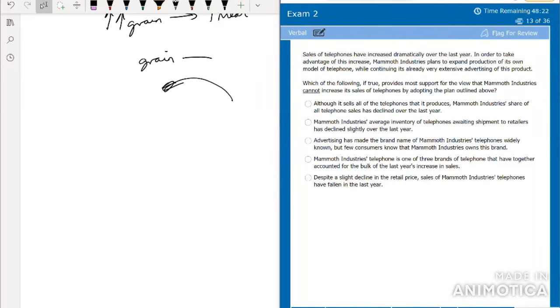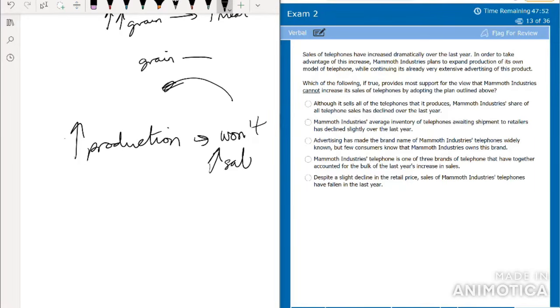Which of the following, if true, provides most support for the view that Mammoth Industries cannot increase its sales of telephones by adopting the plan outlined above? Okay, so what's the plan outlined above? Okay, so the plan is literally just increase production. And they're already advertising, so they're not doing anything there. So, we have to argue it won't add to sales. Okay, well, it sells all the telephones.